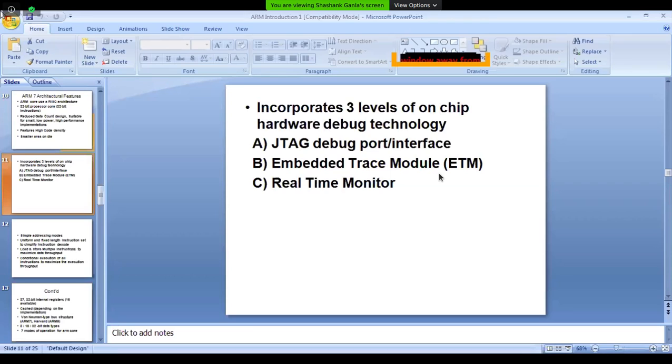Apart from the percentage utilization of the CPU, we can also observe things like time for execution. How much time every statement is taking for execution, how much time every function is taking for execution. This type of performance metrics related information can be observed using ETM combined with the real-time monitor. So these are the features of the hardware debugging technology incorporated in the ARM architecture.